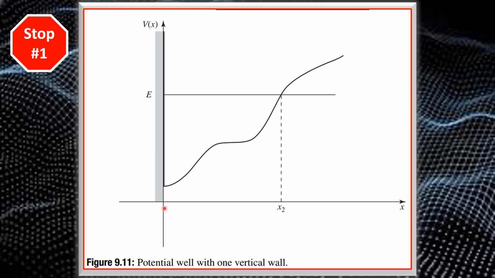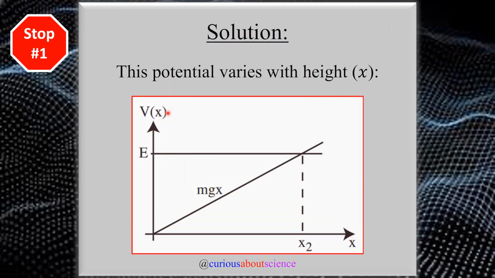So we say that we put anything at 0 to infinity, and that's exactly what mimics the potential well with one vertical wall. Since our potential varies with height x, we just set it up here, and then we see that this linear line, mgx, is what we're working with. And then on the V-axis, we have infinity at x equals 0.